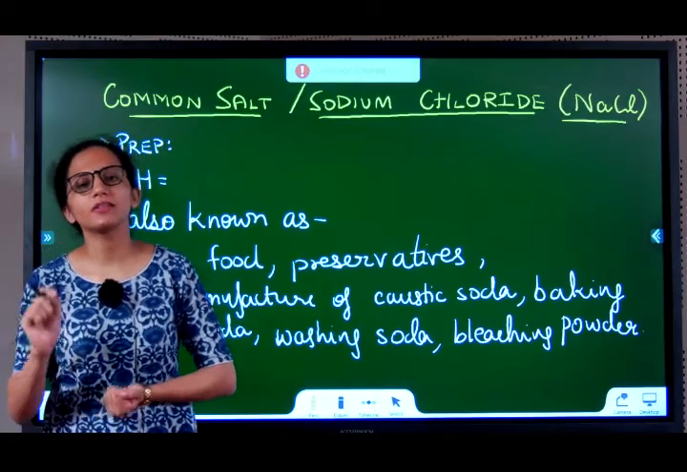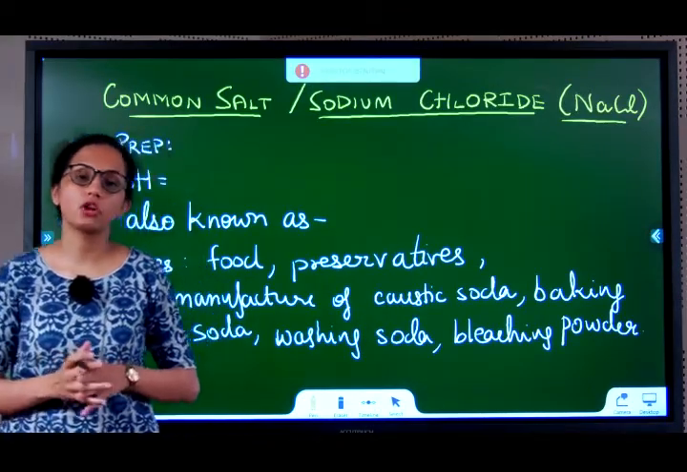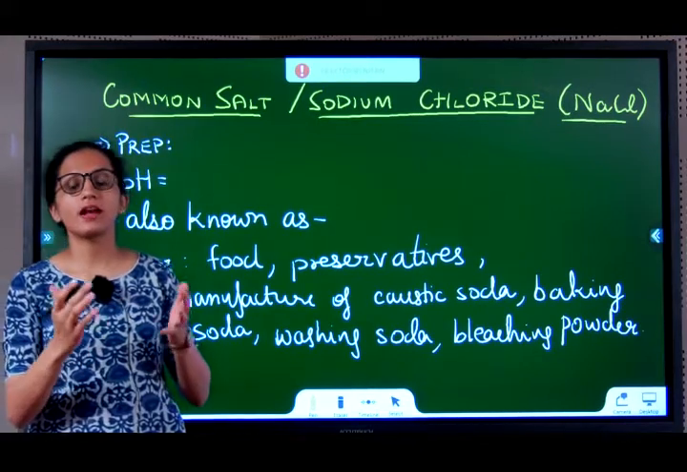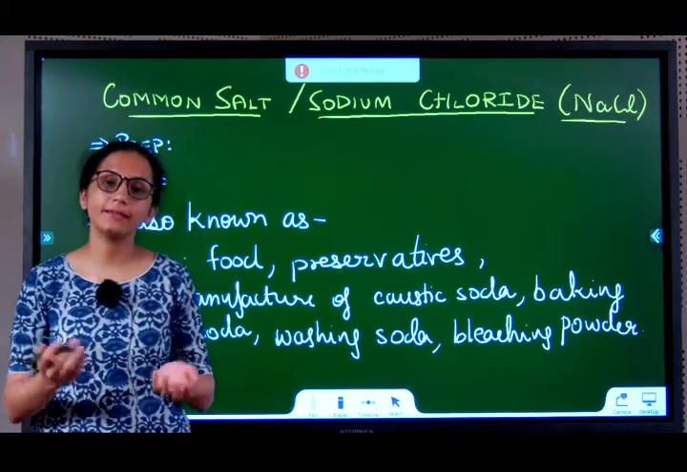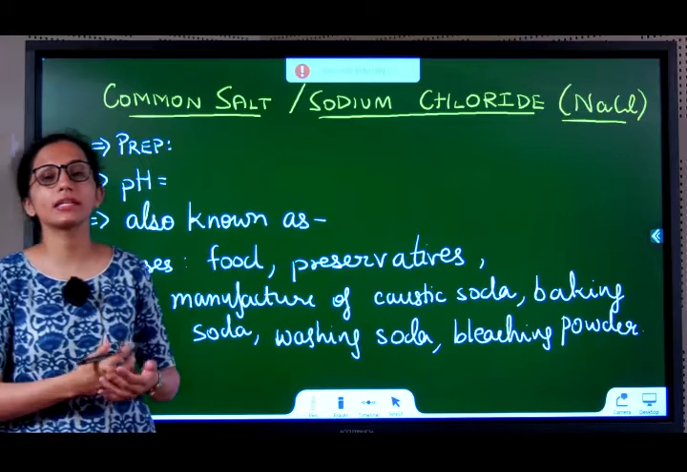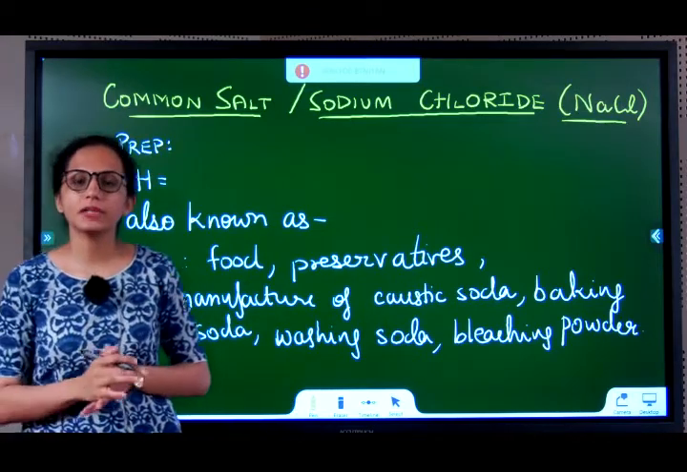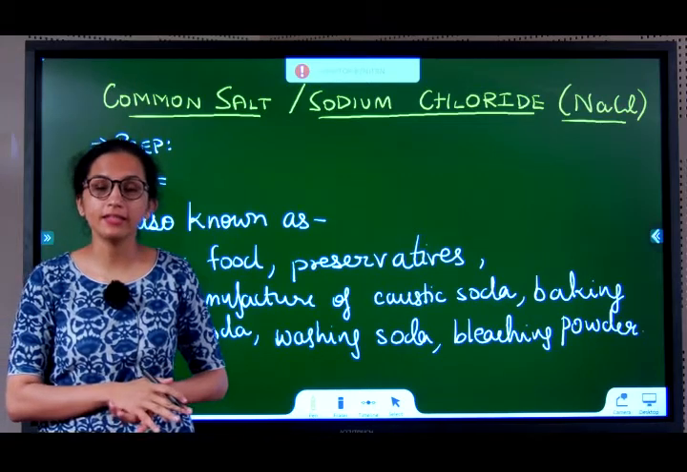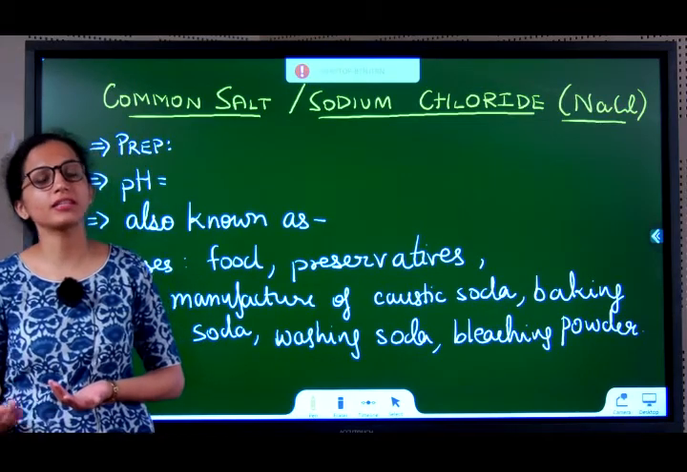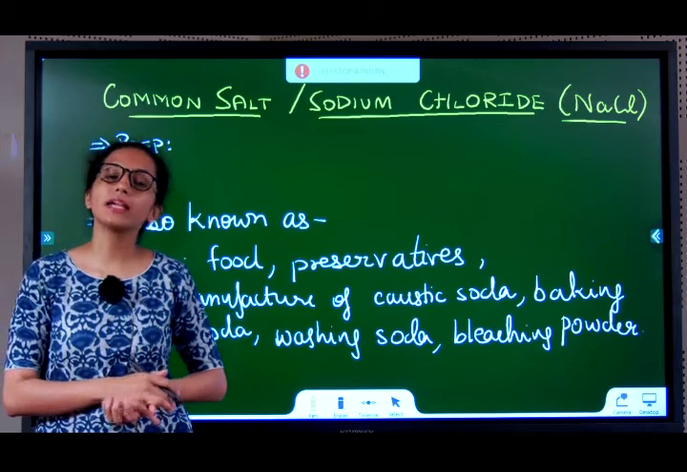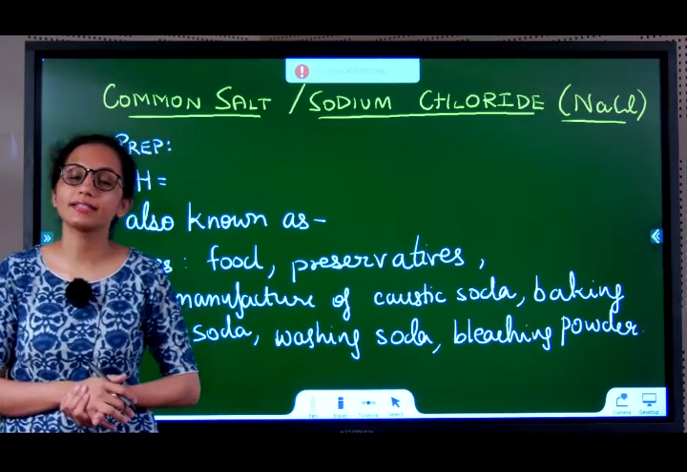Let's just recap a small part of what we know about salts. Salts are made using acids and bases. When acids and bases react, we get salt and water. Salts have different pH values. pH equals 7, that's a neutral salt. pH greater than 7, that's a basic salt. pH less than 7, that is an acidic salt.